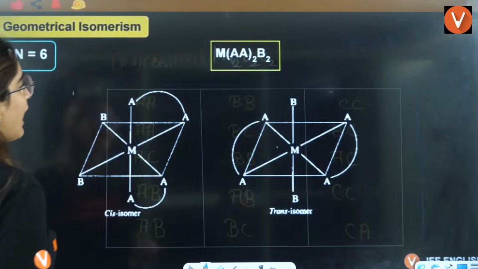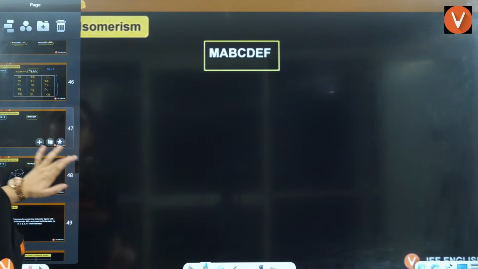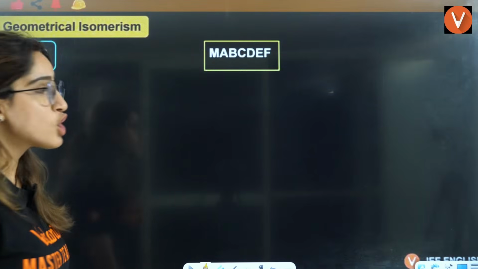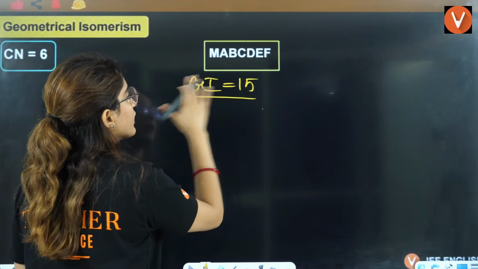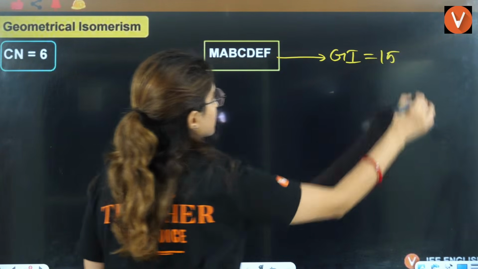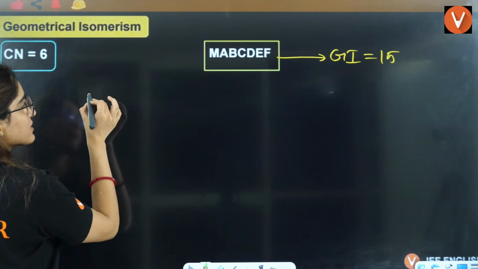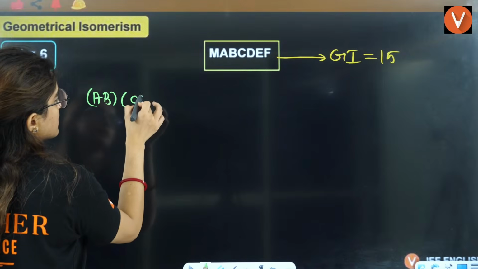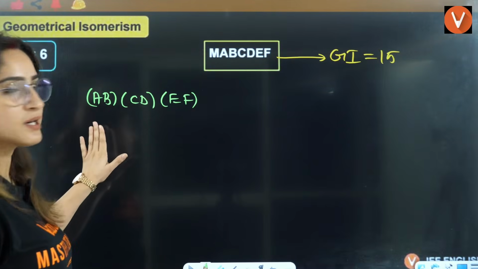But similarly, you have this one. Wait a minute, similarly, you have this one. That is M, A, B, C, D, E, F. Right? So here total geometrical isomerism are 50. Total geometrical isomerism are 50. Here also you have same kind of pairs, right? I'll tell you how. Firstly, you will have AA. See, here you have AB, CD, EF. Right?